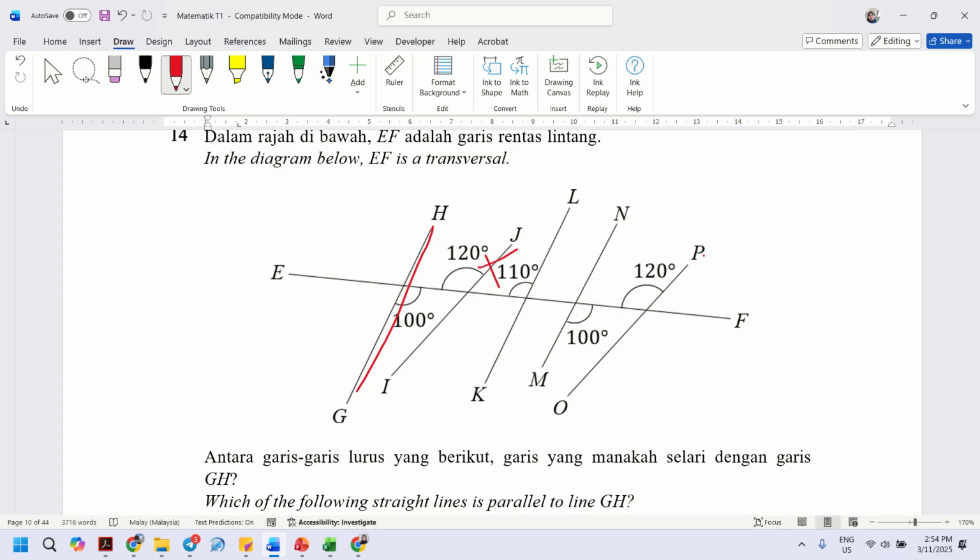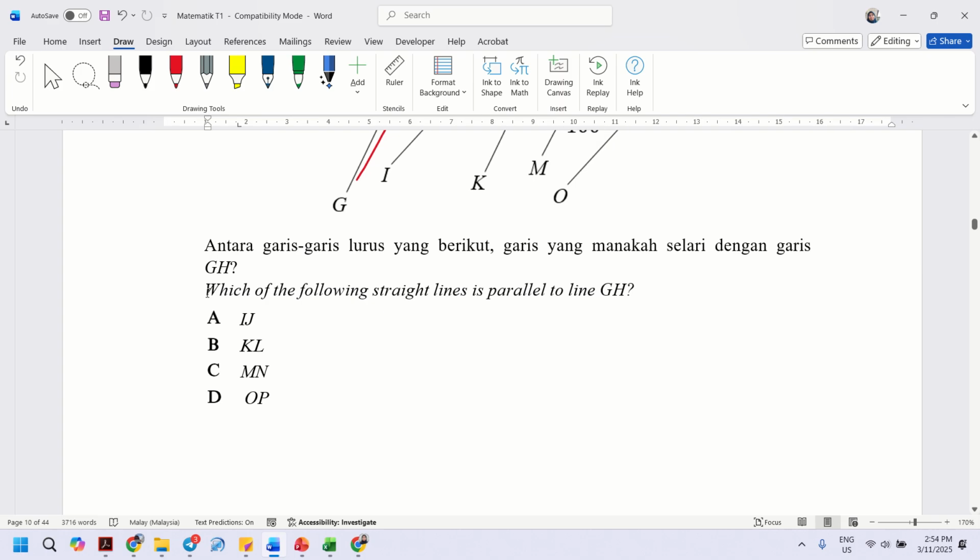OP is also not parallel to GH. Look here, the angle is 100. Is this 100? No, this one is vertically opposite, so this one is 110. So this is not parallel to GH. MN has the same angle of inclination, so MN is the correct answer. The answer is C.